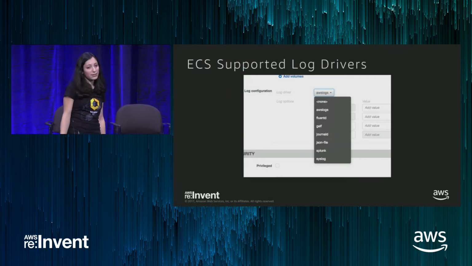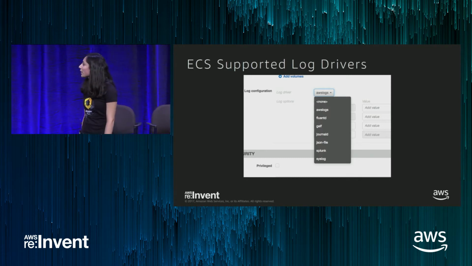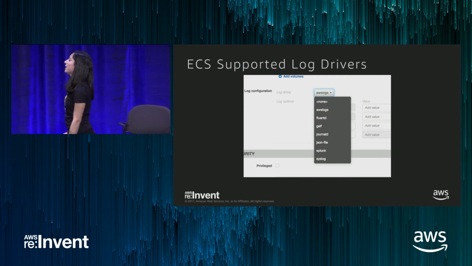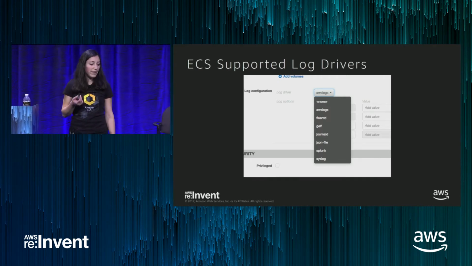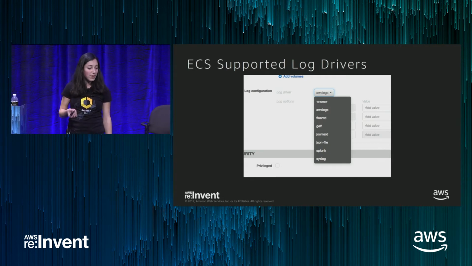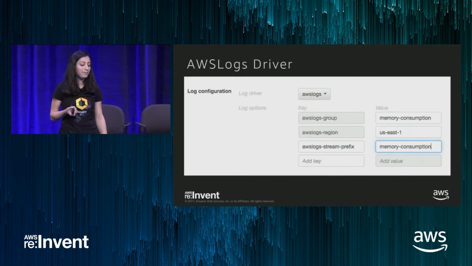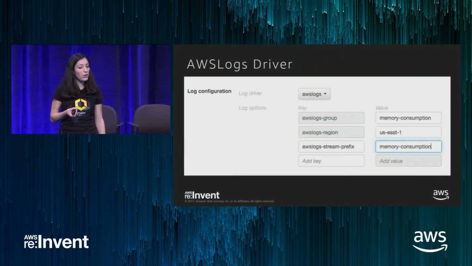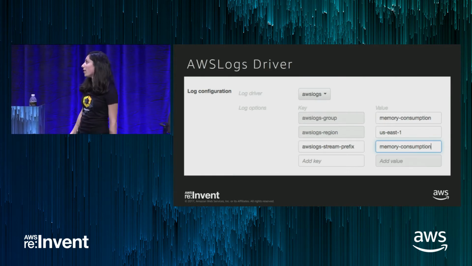So this is a screenshot of your task definition from the ECS console. And under the log configuration, you can see all the different log drivers that ECS currently supports. And it's really easy to configure. You just click on a log driver and provide the options to log into your logging framework and just forward your logs there. So let's talk about CloudWatch Logs. You can forward your logs to CloudWatch with the awslogs driver.